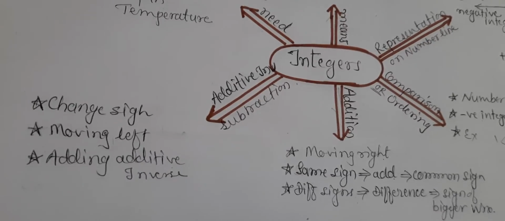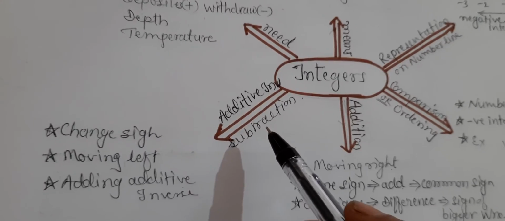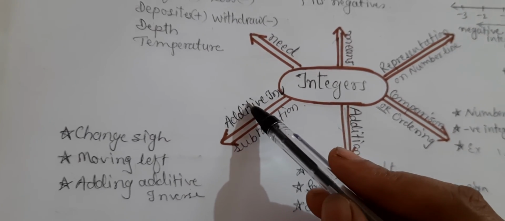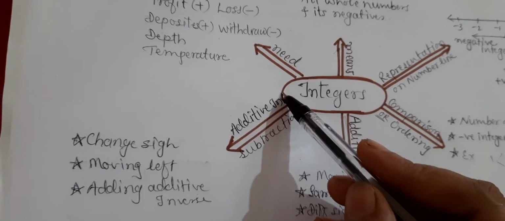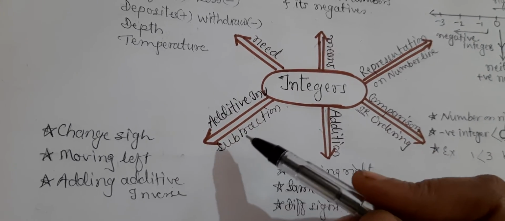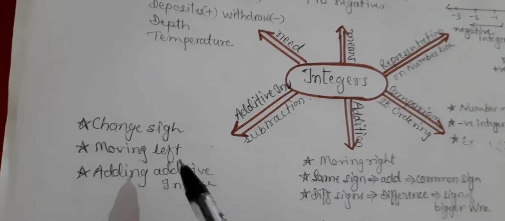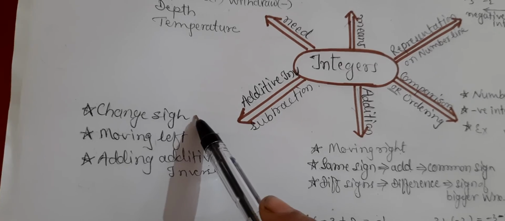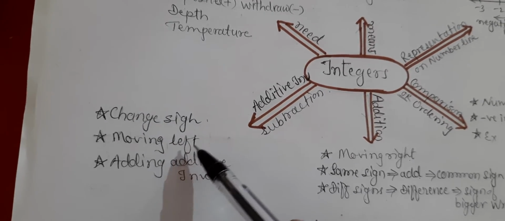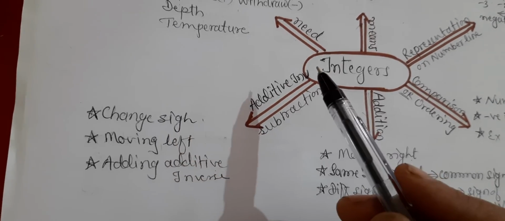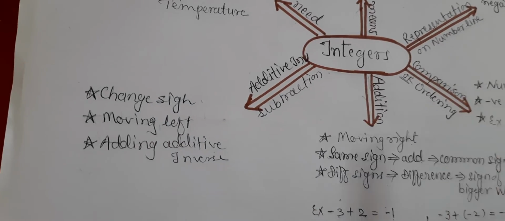Okay. Now how to subtract? For finding the subtraction, first we should know what the additive inverse is. The additive inverse of 5 is minus 5. The additive inverse of minus 7 is 7. It means that to find the additive inverse, we only have to change the sign. For subtraction, we should move left. Left gives subtraction, right gives addition. That we have already seen.